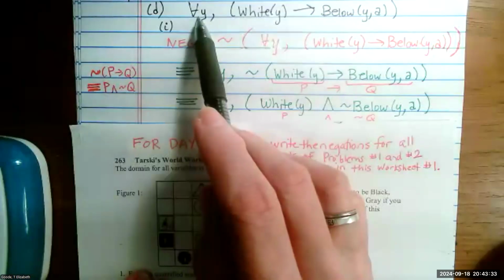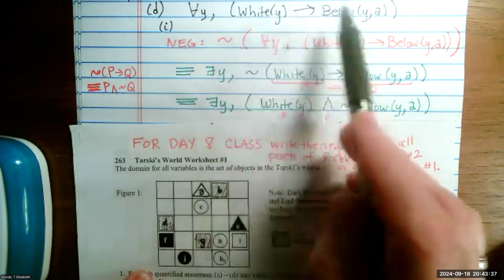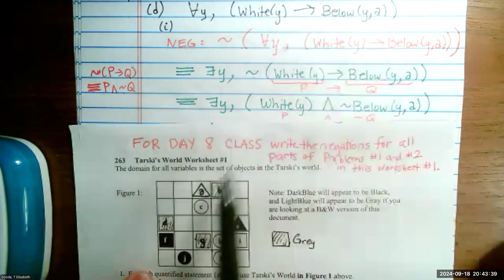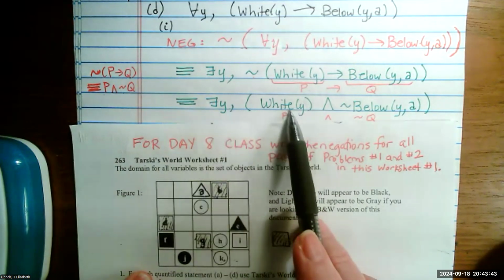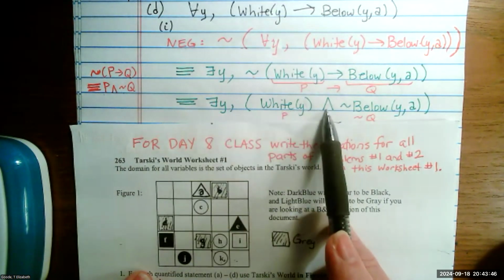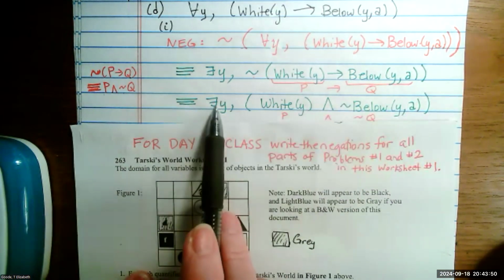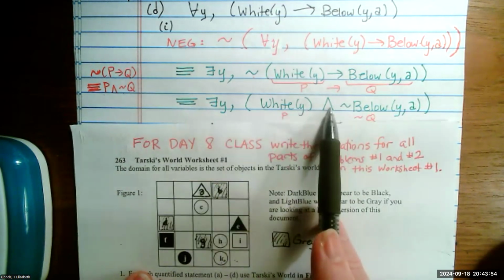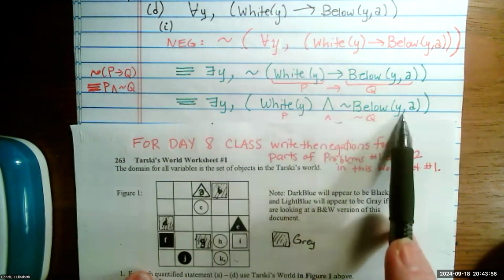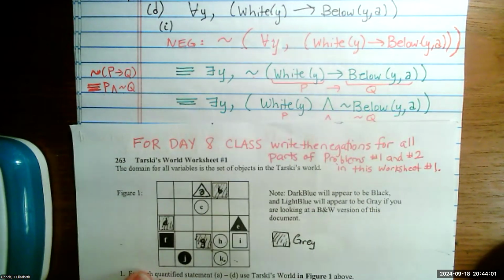It has to work for every single y: if that y is white, then that y is below A, and it fails. In other words, there exists a y that is white and such that y is not below A. And that y that exists is y equals A. It is white, and not below A is true because A is not below itself. See what I mean?